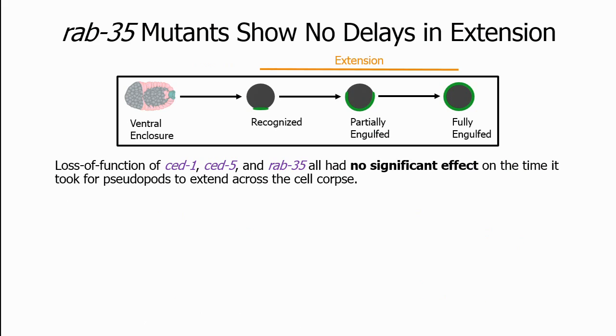The interesting thing that we noticed is that RAB-35, SED1, or SED5, none of them showed delays in the initial extension. I should put a caveat, it's still in progress, but we've noticed that in a lot of cases the initial extension will be proper, but there'll be a lot of retraction. We haven't quantified that yet, but we don't see a lot of that in the case of RAB-35 loss of function.